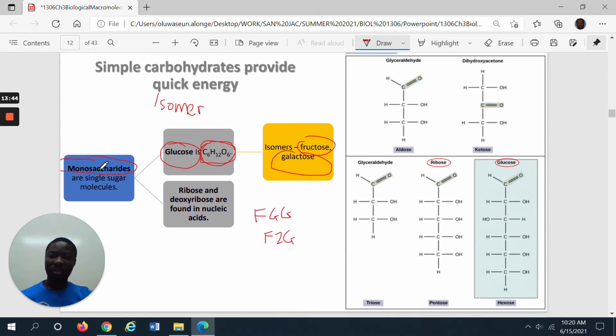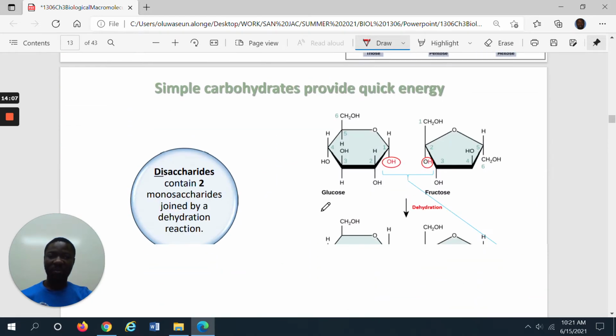All right. Now, look at this. Glucose, fructose, and galactose, all of these three are monosaccharides. The three of them can make different combinations. You can have 2 of them combined, and it will give you a disaccharide. So let's go and see that.